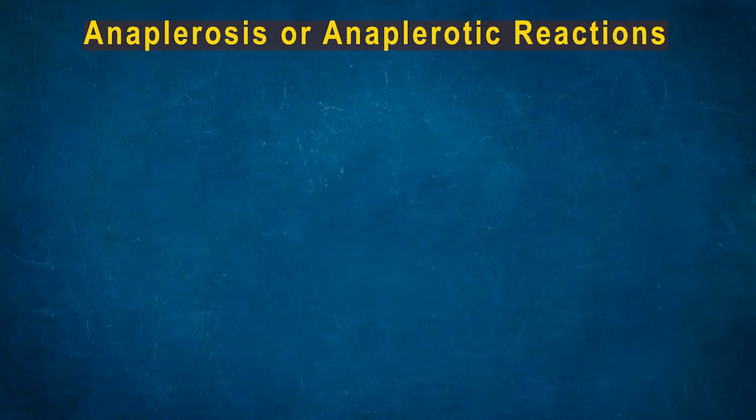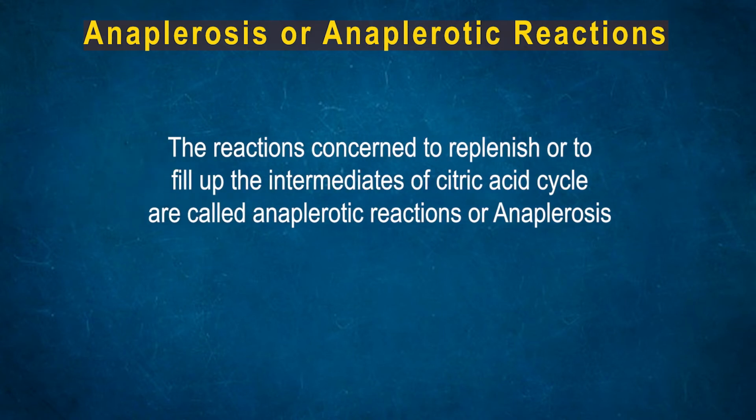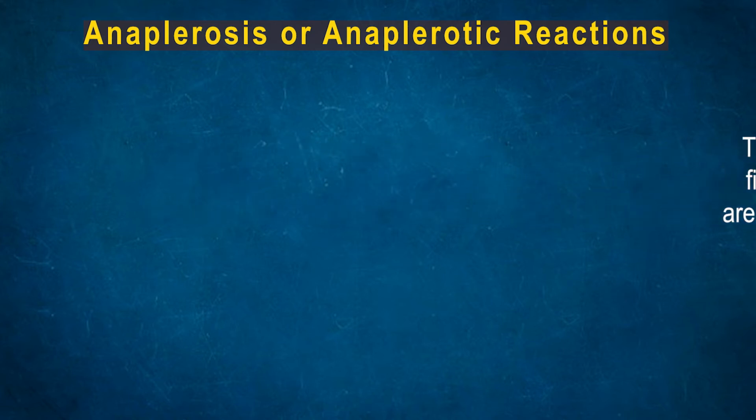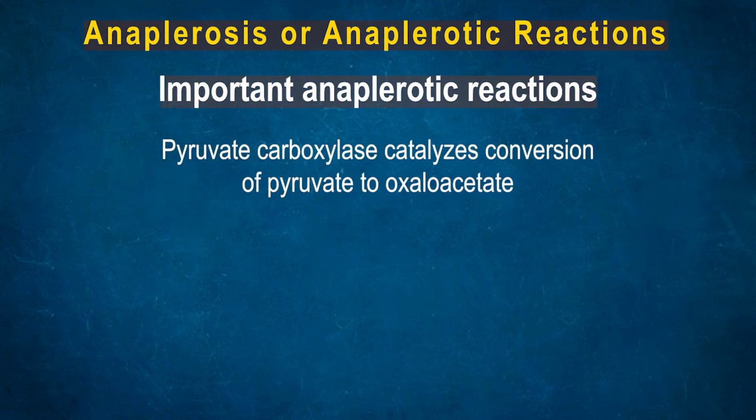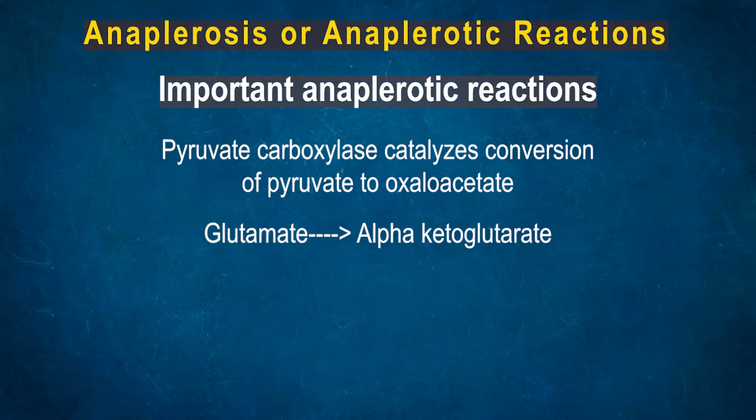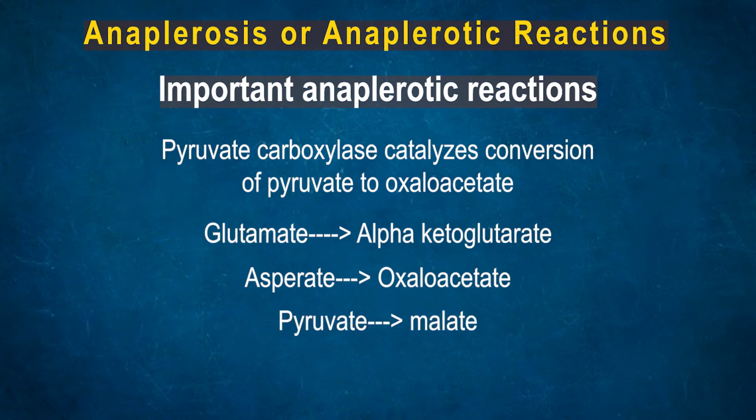Anaplerosis or anaplerotic reactions. The reactions concerned with replenishing or filling up the intermediates of the TCA cycle are called anaplerotic reactions or anaplerosis. Important anaplerotic reactions: pyruvate carboxylase catalyzes the conversion of pyruvate to oxaloacetate. Then by transaminases, conversion from glutamate to alpha-ketoglutarate. Once again from aspartate to oxaloacetate by another transaminase, and from pyruvate to malate.